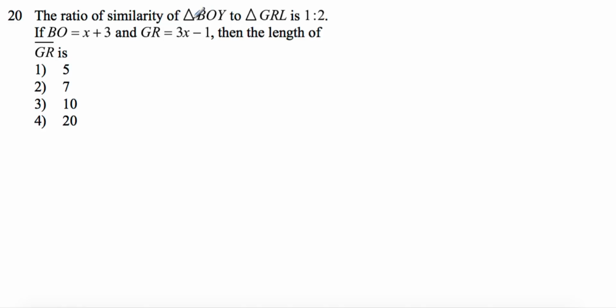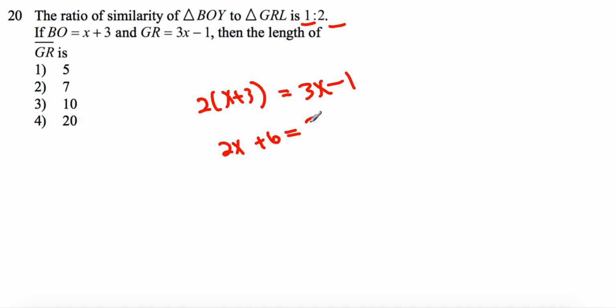The similarity ratio between these two triangles is 1 to 2. That means BO, which is from the smaller triangle, and GR, which is from the bigger triangle. So this is smaller than this one, which means 2 times this one. Since the ratio is 2 to 1, 2 times the smaller one must be equal to the big one. So we get 2 times x plus 3 is equal to 3x minus 1. Then 2x plus 6 is equal to 3x minus 1. I just subtract 2x from both sides, and adding 1 to both sides, we get x equals 7.